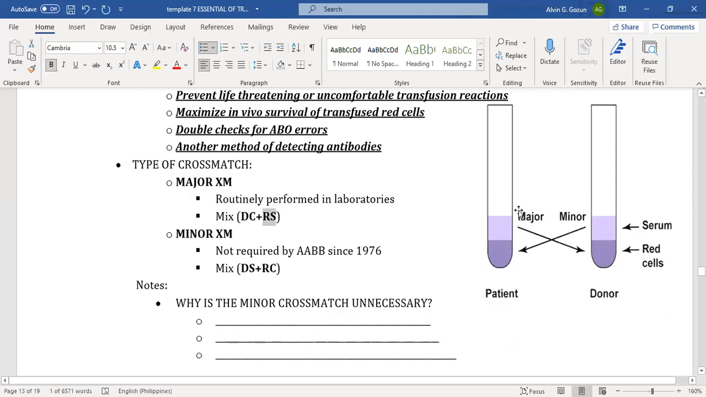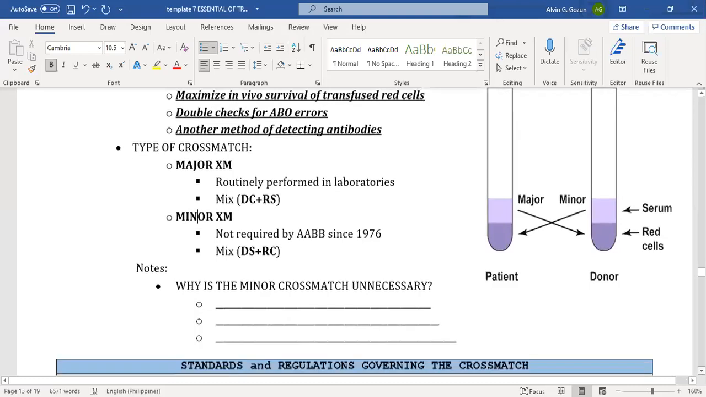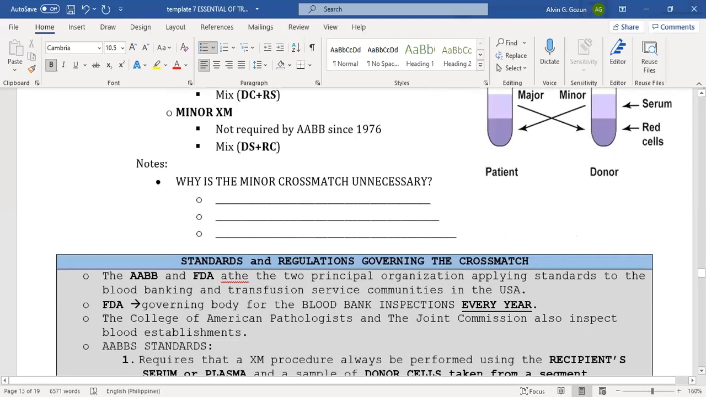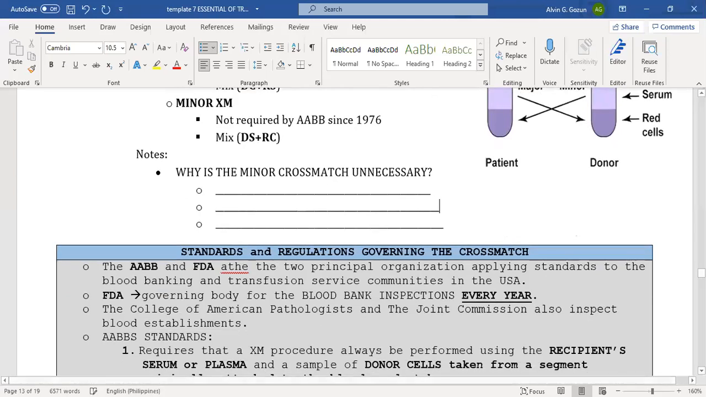Okay, in major cross-match, you will mix the donor cells and recipient serum. As you can see, major cross-match, okay? I-mix mo yung donor cells and recipient serum. While minor cross-match naman, hindi na siya required by AABB since 1976 kasi kabaliktaran nito. I-mix mo yung donor serum with that of recipient cells. Bakit daw hindi na necessary gamitin ang minor cross-match? Ilalabas ko yan sa quiz niyo next week. There are 3 reasons. Assignment nyo yan, hanapin nyo sa book para magbasa kayo.